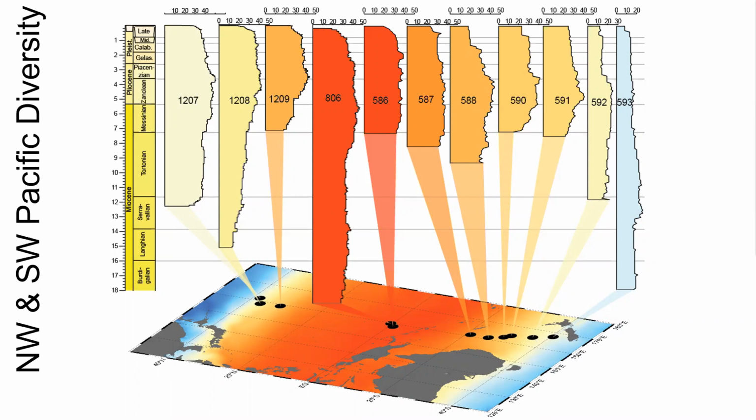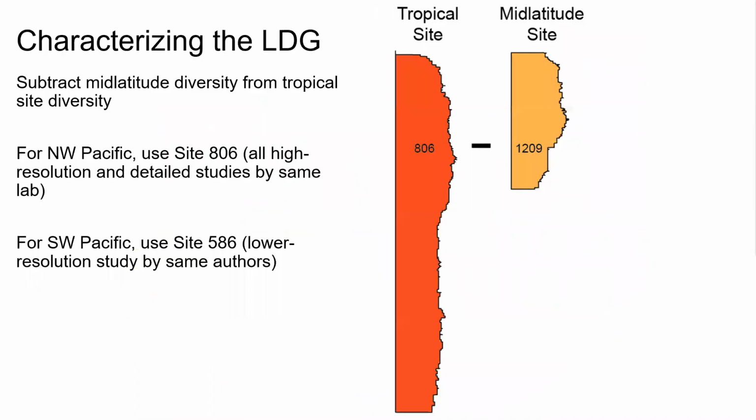It's not really feasible from these curves alone to look at how diversity, and specifically the LDG, has changed through time, so we're going to put these data in a more readable format. To better quantify the regional latitudinal diversity gradients, we've subtracted the diversity of the mid-latitude sites from the tropical sites.